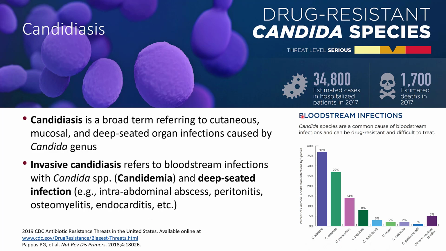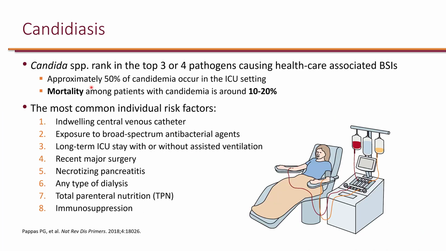endocarditis, etc. Okay, so in the blood for candidemia, C. albicans causes the most incidence, followed by C. glabrata, and then parapsilosis, tropicalis, and then the rest of them are pretty much low rate. Now, among healthcare associated bloodstream infections, candida actually ranks in the top 3 or 4. In fact, Staphylococcus aureus is number 1, and then coag negative staph, and then between Enterococcus and Candida would be the next that cause bloodstream infections. And mortality is pretty high, so 10 to 20% mortality due to candidemia.